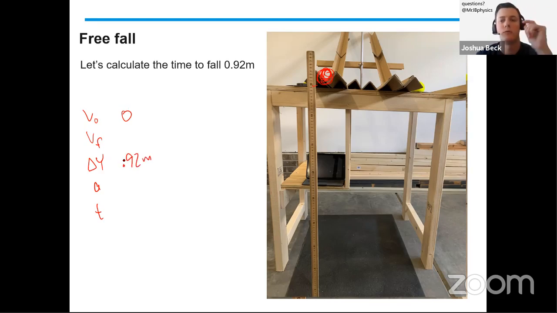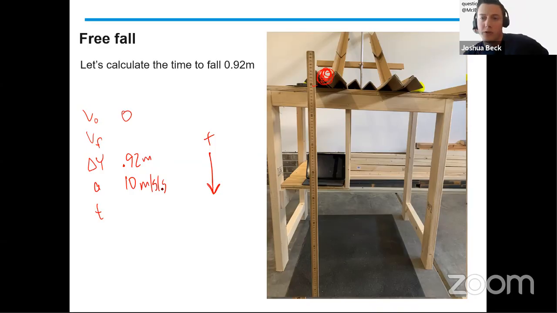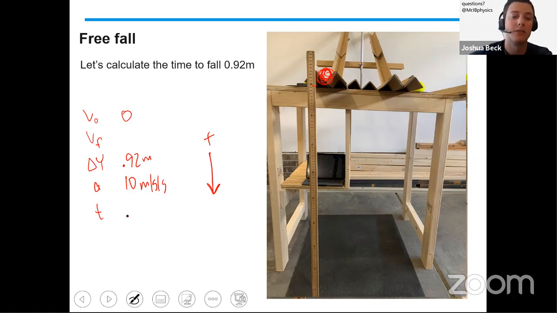You might say, well, should that be positive? Should that be negative? It really doesn't matter which way I set this up. I've just written it as a positive number, so I've inadvertently defined down as my positive y direction. That means my acceleration is going to be positive: 10 meters per second per second. Again, you may be familiar with using 9.8, but it's perfectly acceptable to estimate that as 10 for your AP exam. Time, this is what we're actually looking for.